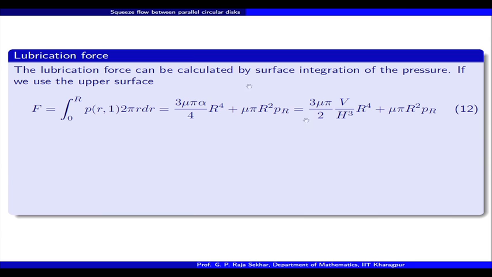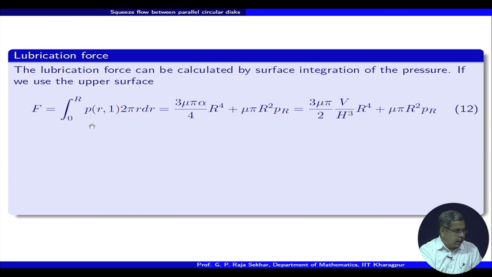Okay. So, to start with, we would like to discuss the corresponding force due to pressure alone. This is called a lubrication force, and this can be calculated. So, we are computing between 0 to r, considering h equals to 1. We are integrating the pressure with the corresponding areal element.